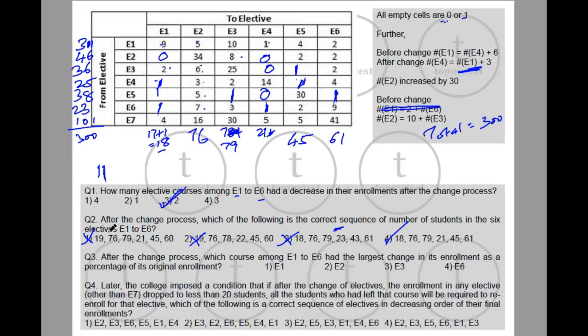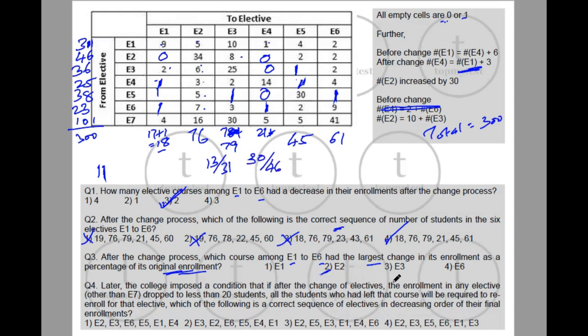Option 3. We've already solved question 2. Let's look at question 3. After change in process, which course among E1 to E6 had the largest change in enrollment as a percentage of its original enrollment? So change as a percentage of original. E1, the change is a drop of 13 on 31. Okay, that's more than 50%. For E2, the change is 30 on 46. That's also more than 50%.